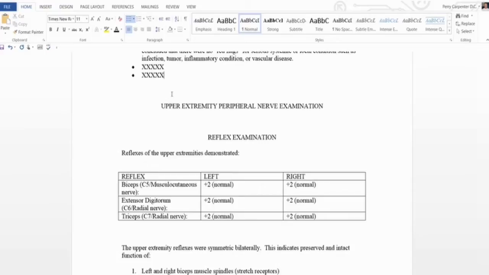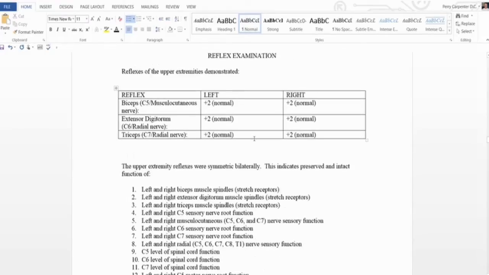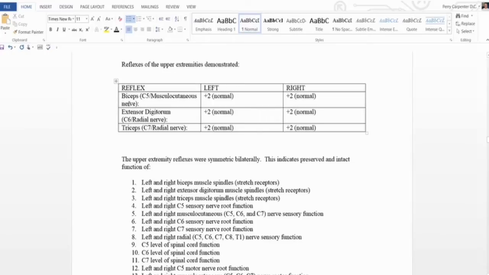Of course, that would be the axillary nerve, the musculocutaneous nerve, the radial nerve, the median nerve, and the ulnar nerve. So the upper extremity peripheral nerve examination begins with testing of the reflexes. And I know you know this, so we won't spend a lot of time on the reflexes. Simply, we'll just remind ourselves that the testing involves the biceps reflex, the extensor digitorum reflex, and the triceps reflex. And you'll notice here that I've included a reference to make it easy for you to remember the neurology of the biceps reflex. Biceps reflex is mediated through the musculocutaneous nerve. It's considered to be primarily a C5 mediated reflex.